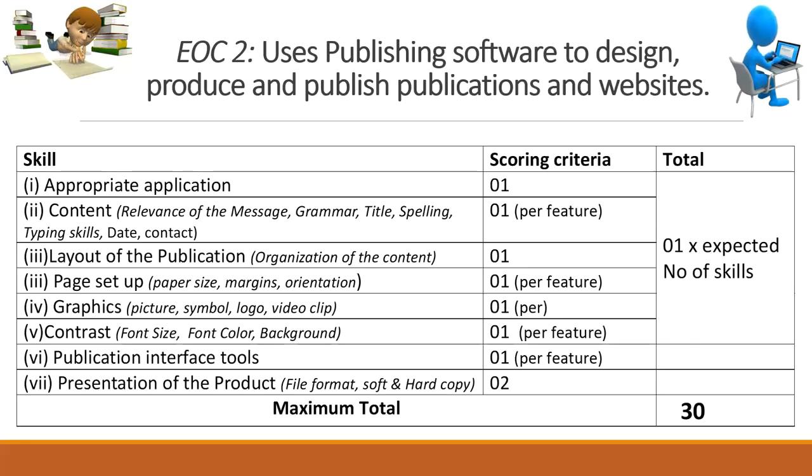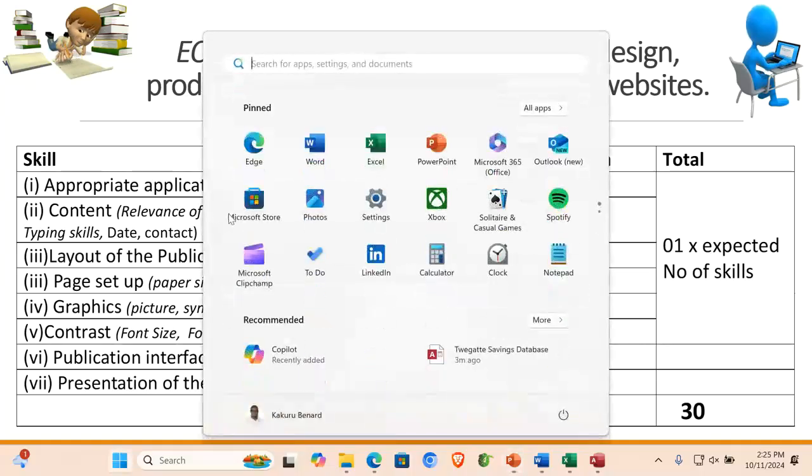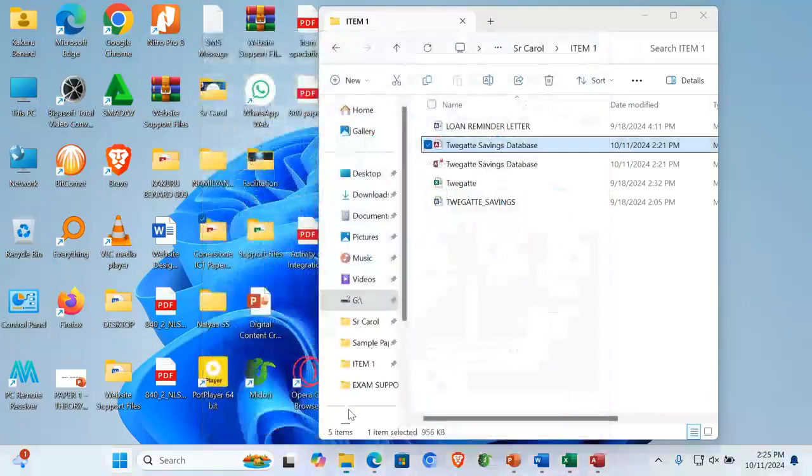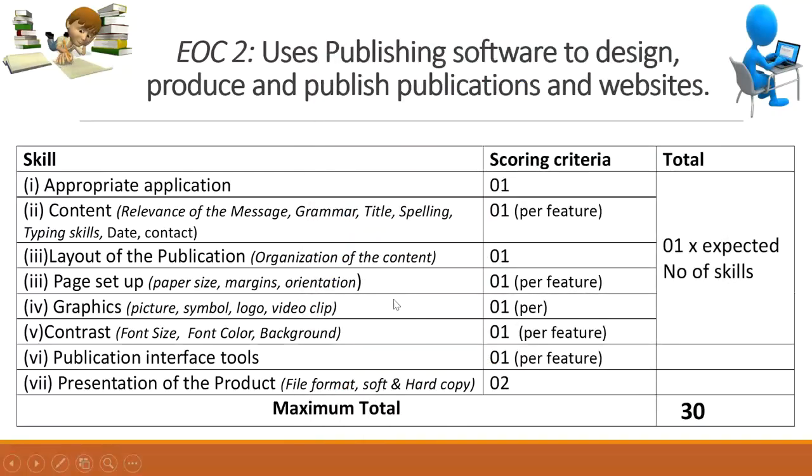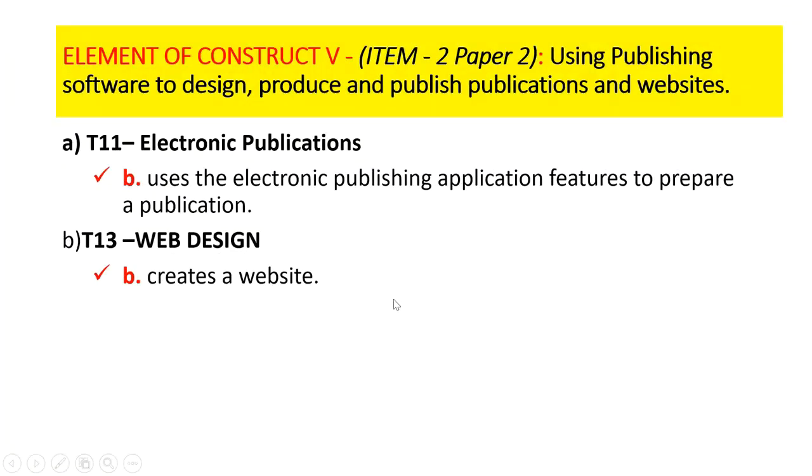Then, is there content? Do you have matter? In other words, do you have a relevant message in your publication? Do you have grammar and spelling issues? Have you managed to include a title? For example, let me base on this. We are saying that when it comes to item 2, it is either publications, where you are using desktop publishing software to design a publication, such as a newsletter, such as a brochure, a business card. It can be a certificate, it can be a calendar, many publications, you know them, for publisher. That is for designing a digital static publication.